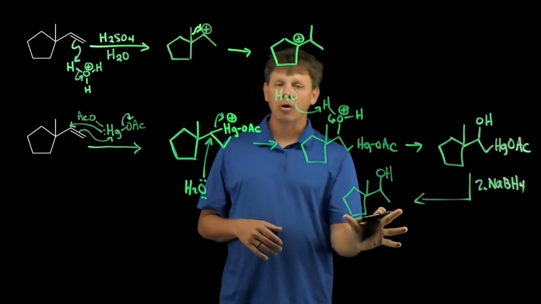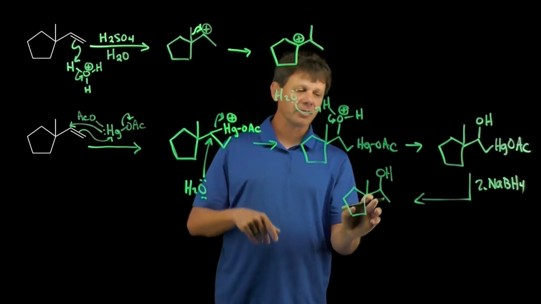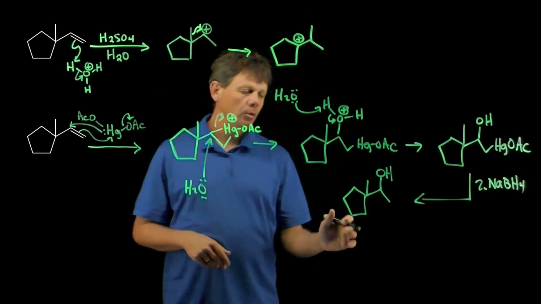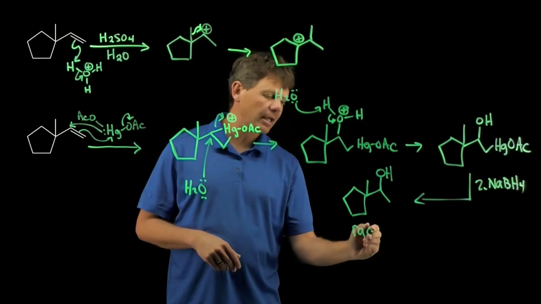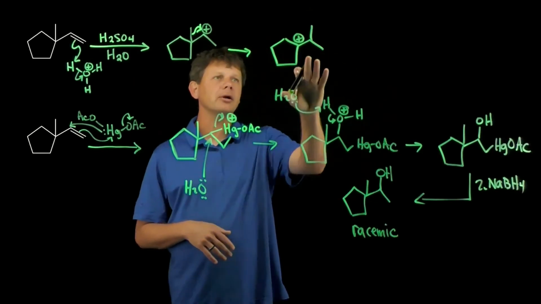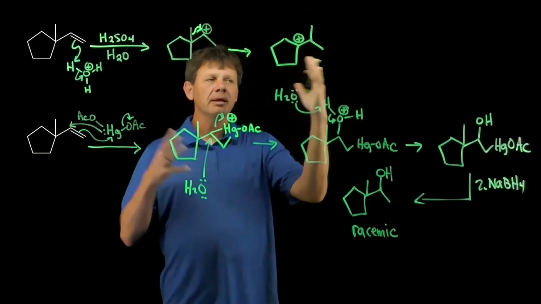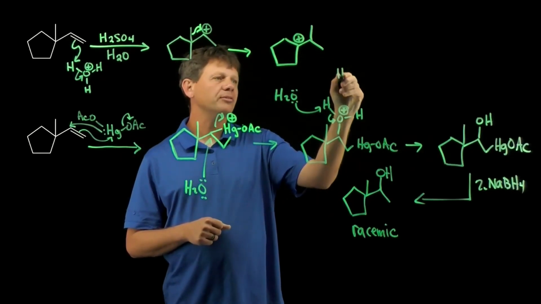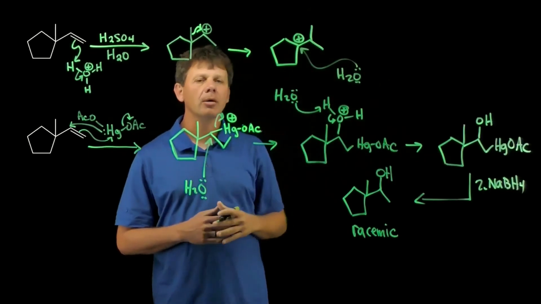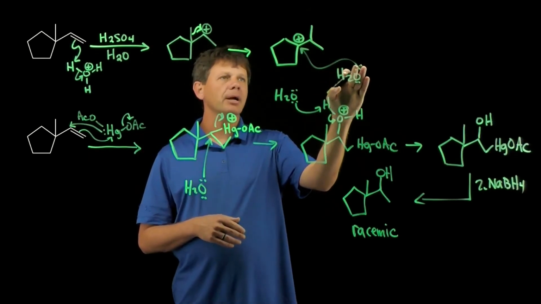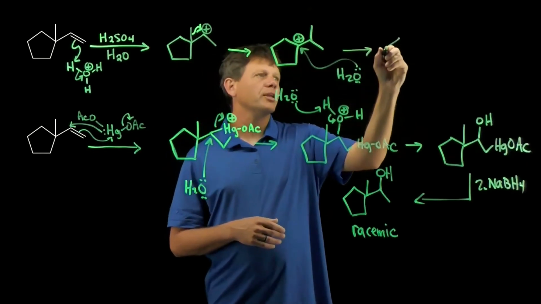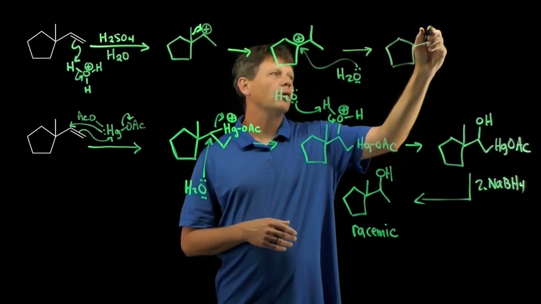Note that this alcohol that we've produced, because we've made a new stereocenter, we would expect this to be a racemic mixture. Let's go back up to here where we made the carbocation. The same idea, the same process is going to occur. Water is now going to attack the carbocation directly, donating a pair of electrons from oxygen into an empty p orbital. Just like we said below, it brings along its proton.